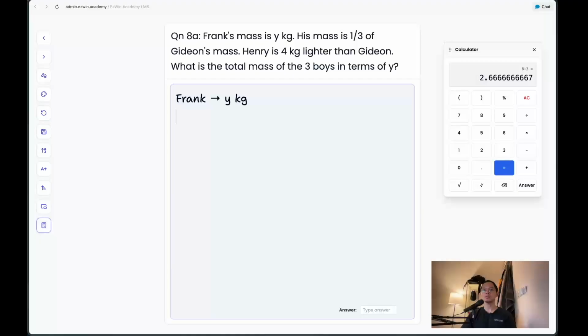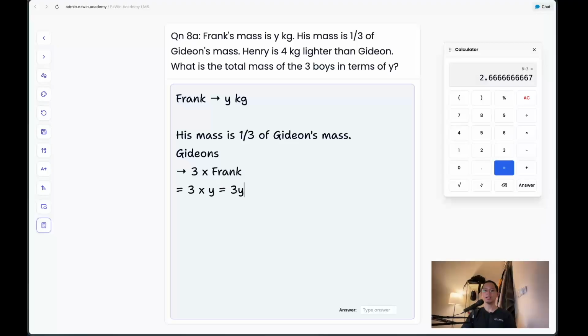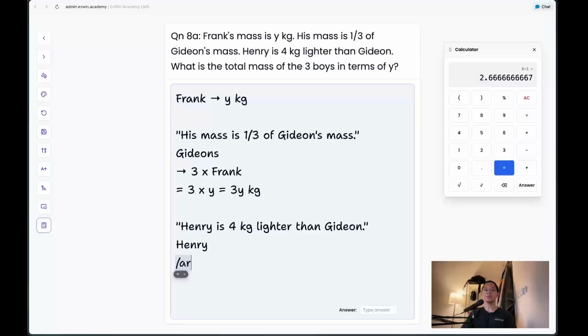Then his mass is 1/3 of Gideon's mass, which means Gideon's is basically 3 times Frank, which is 3 times y, which is 3y kg. Then Henry is 4 kg lighter than Gideon. So that means Henry is equal to Gideon's minus 4, which is equal to 3y minus 4. I'm going to put here bracket kg.